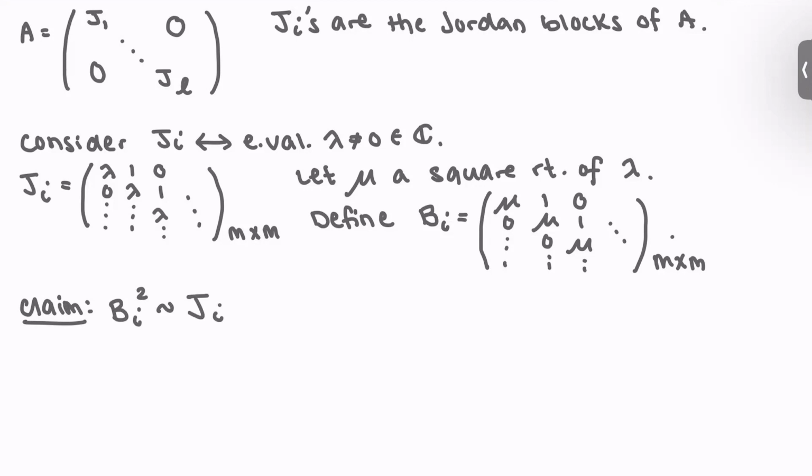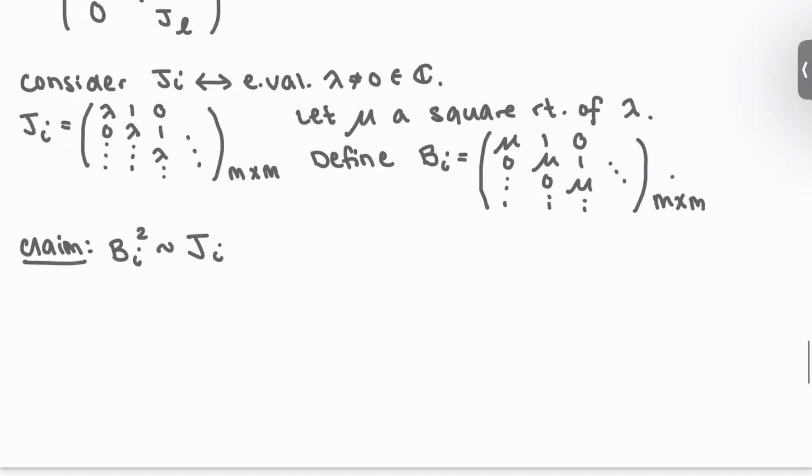So there's two pieces to proving this. The first is observing something about the eigenvalues of Bi squared. So before I write down what they are, let's notice, so Bi squared is going to look like mu squared, so that's lambda. We're going to have lambdas along the main diagonal. So lambda, 0, and on the super diagonal, we're going to have 2 times mu.